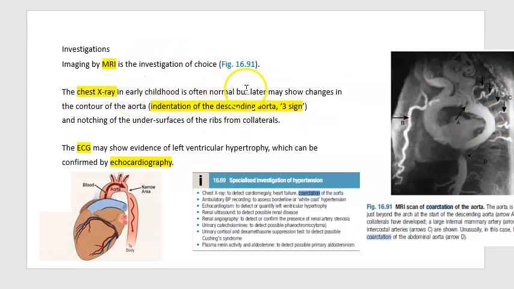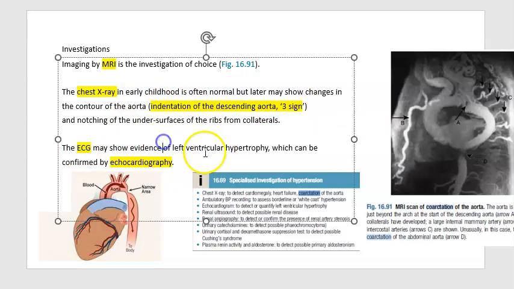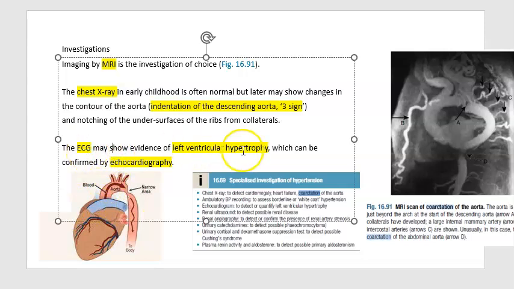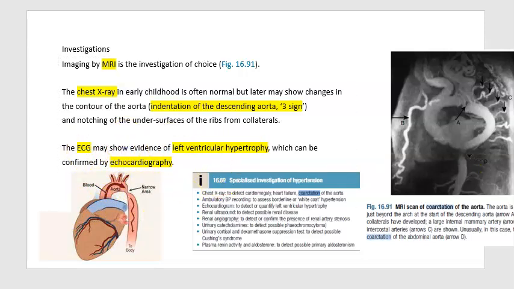Then chest X-ray, initially it might not show anything, but later it will show indentation of the descending aorta or the 3 sign. Then ECG will show left ventricular hypertrophy, because obviously the left ventricle is trying to pump against this narrowing. Then you can also do an echocardiography and confirm this. So what is the investigation of choice? MRI. In chest X-ray, what will you see? Indentation of the descending aorta. You can also see the 3 sign in the aorta. Then ECG shows left ventricular hypertrophy, and you can confirm the hypertrophy with echocardiography.